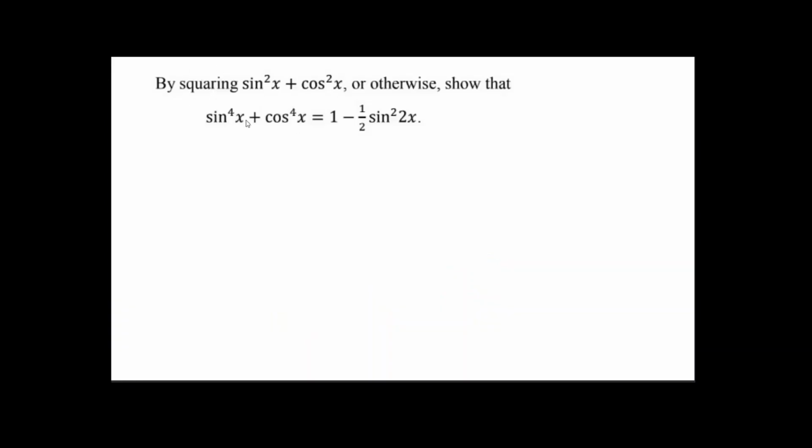Alright, so we have this question here: sin^4 x + cos^4 x = 1 - 1/2 sin^2 2x, and we are asked to show that. They also give us a hint, which is that we need to square sin^2 x + cos^2 x. Now, you might be wondering, what's so special about sin^2 x + cos^2 x? Well, this is an identity that equals 1, and we know that the square of 1 is also 1. So when we square this, we will also have 1. Alright, so let's first make use of this hint here.